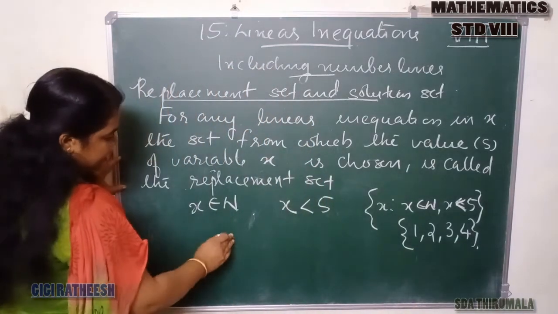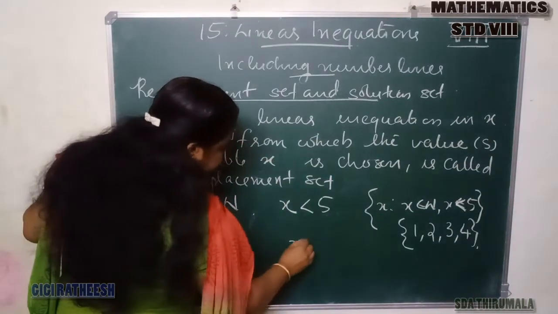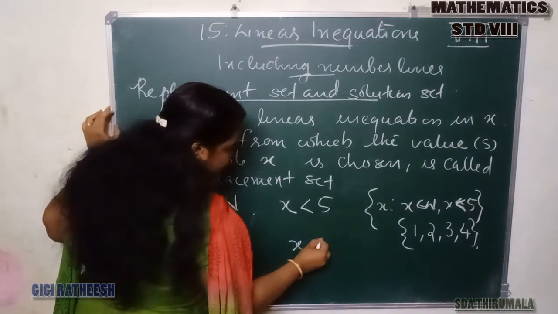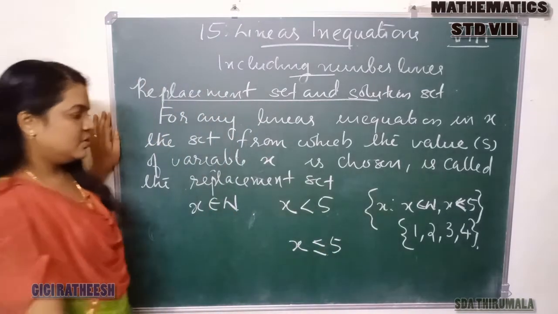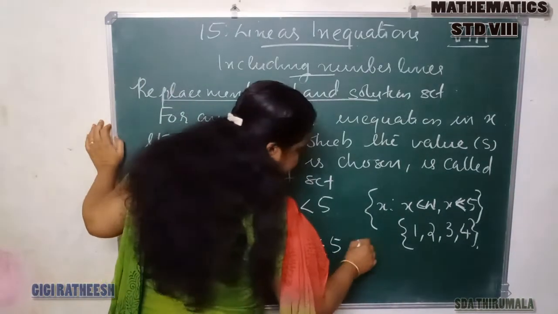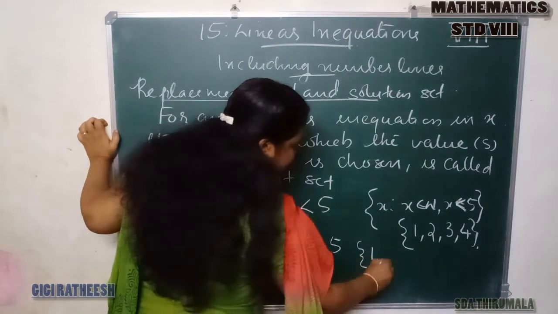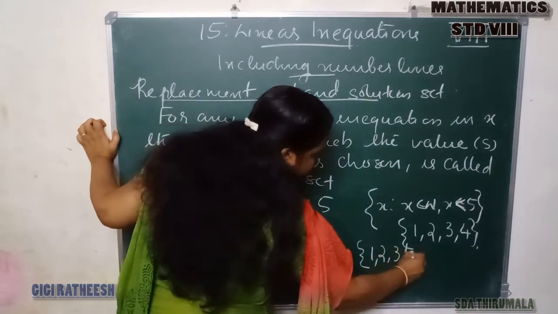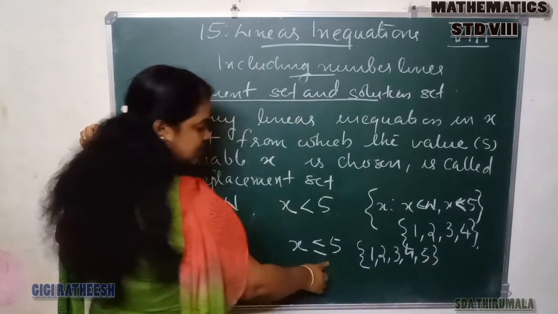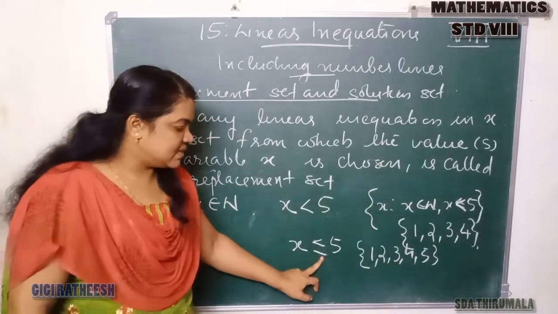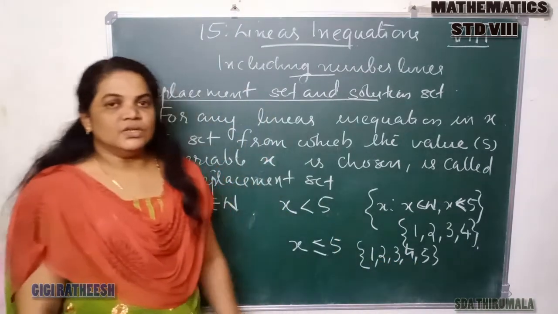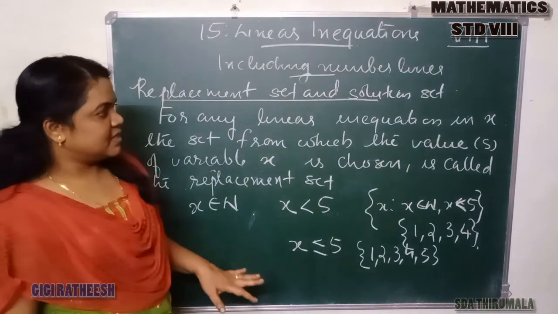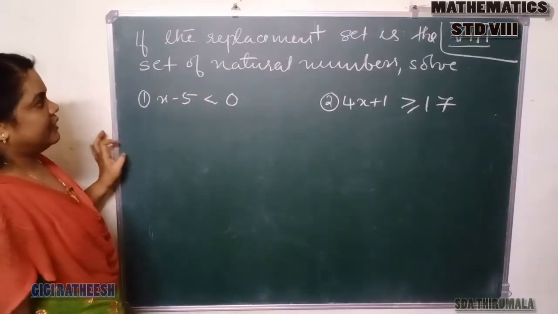If x is an element of N and x is less than or equal to 5, what is the solution set? The elements of the solution set are 1, 2, 3, 4 and 5. Why is that? Because it is less than or equal to 5, that is why 5 is in the solution set. This is the replacement set and the solution set of N.